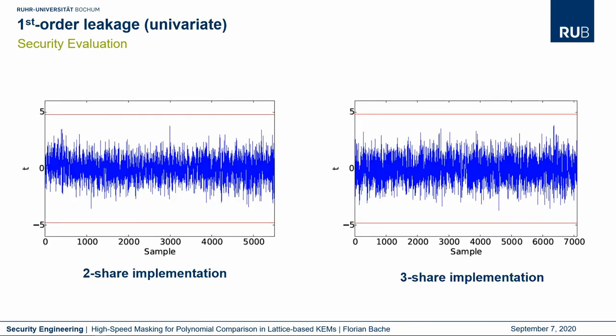This is the first order leakage of two versions of our algorithm. On the left, we see the two-share implementation, which should guarantee first order security. And on the right, we see the three-share implementation, which should give us second order security. As you can see, the threshold is not reached for any of those implementations, so they appear to be first order secure.